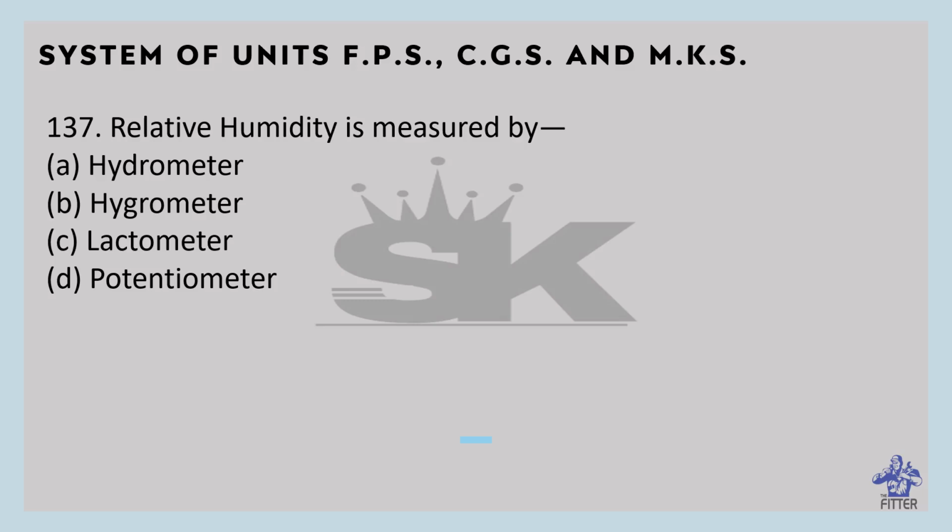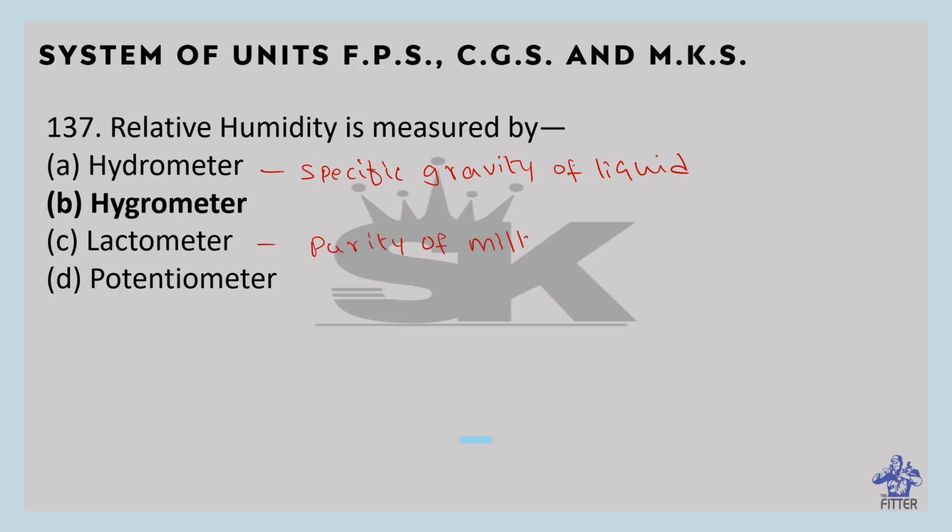Relative humidity is measured by, that is hygrometer. And hydrometer is specific gravity of liquid. Here lactometer is purity of milk. Potentiometer, voltage difference.